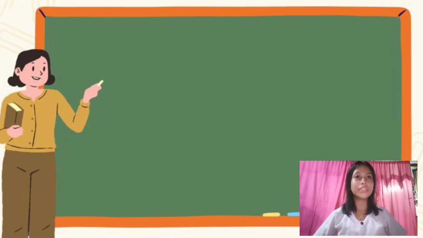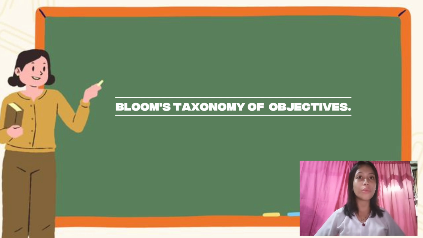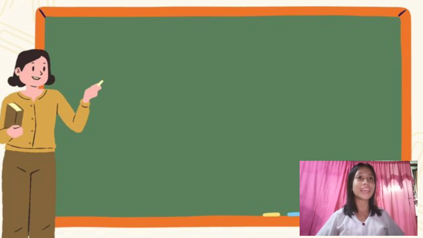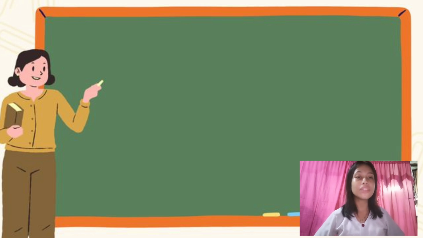Good day, everyone. Today we're going to talk about the Bloom's Taxonomy of Instructional Objectives. Bloom's Taxonomy is a framework that helps teachers set clear learning objectives and assess students' learning. It was first introduced by Benjamin Bloom in 1956 and has since been revised.